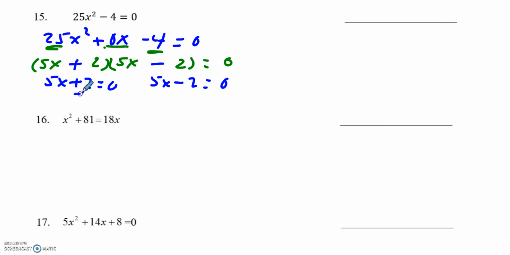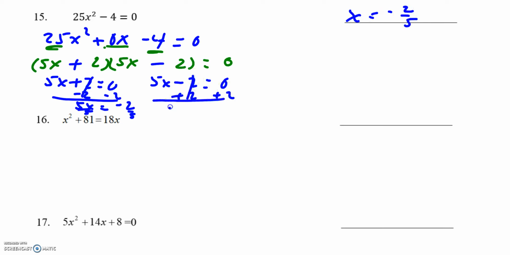If I solve them separately, this one I subtract 2, I would get 5x equals negative 2. Divide both sides by 5. So one answer would be negative 2/5. In this example, if I add 2, I'd have 5x equals 2, divide by 5. So I have another answer of positive 2/5.